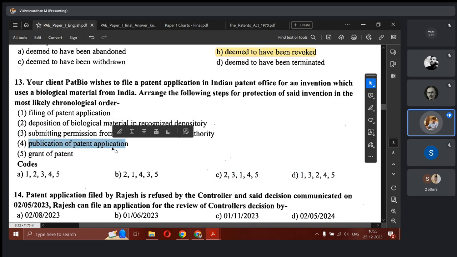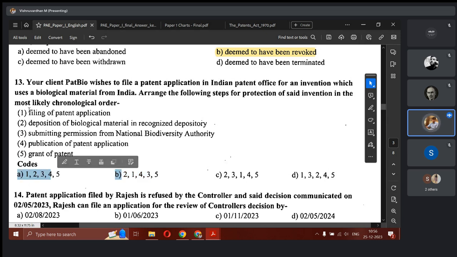Publication of the patent application happens very late. Grant of the patent happens even after the patent has been published. So 1, 4, 5 are the ending. You can already be very clear that 1, 4, 5 are at the later stage. So 4 and 5 are the last 2 options. So option B is eliminated because 4 and 5 are not the last options. And option A is also eliminated because filing is not the first step. So the answer has to be C or D. Both are ending with 4 or 5.